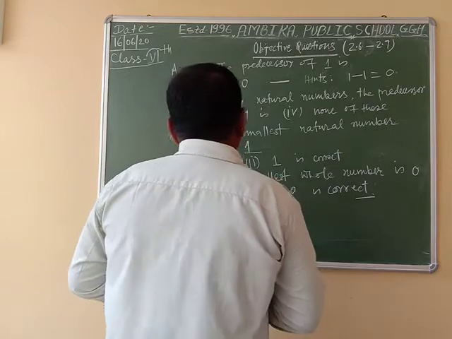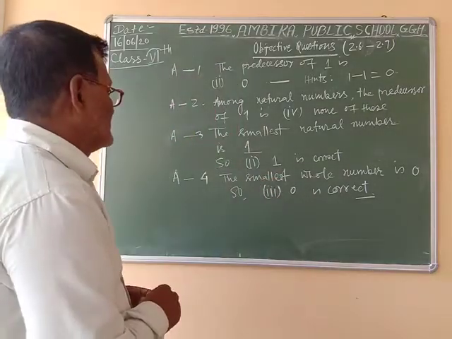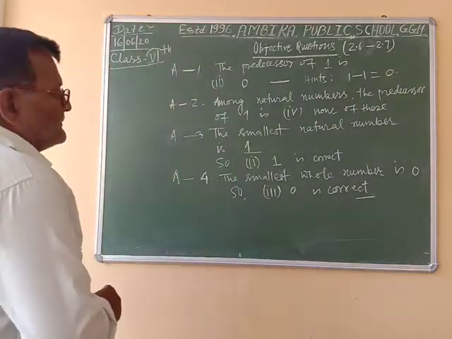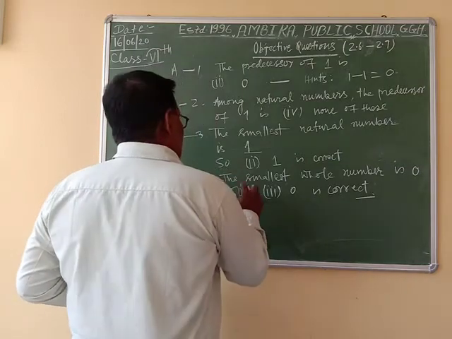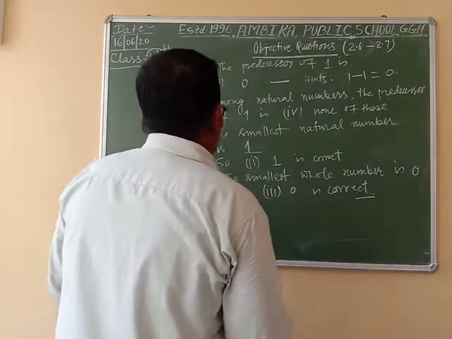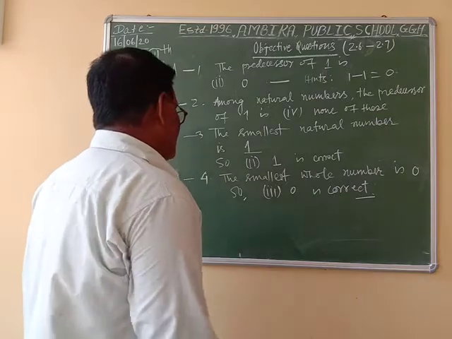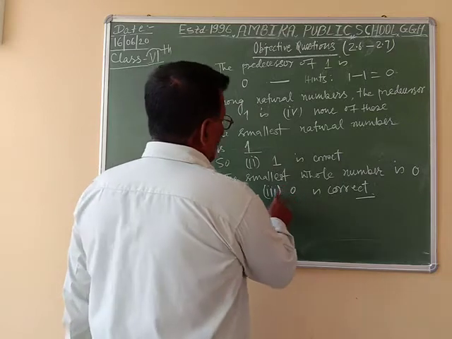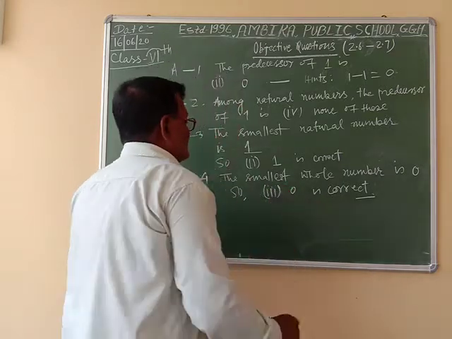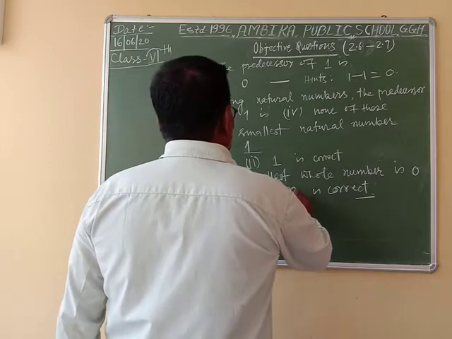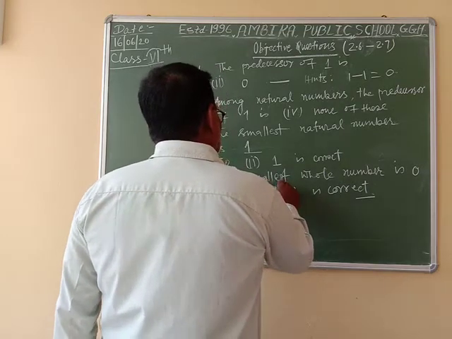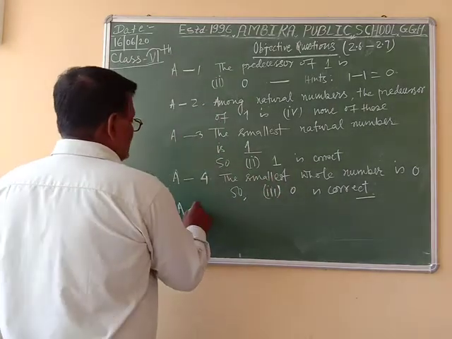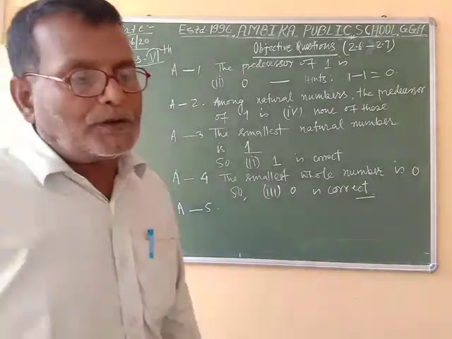You must remember all the definitions: what is a natural number, what is a whole number, what is an integer. It is very important to understand the definitions, important facts and important formulae of the exercise. Then you can solve the objective questions. It is very easy to solve them if you know about the chapter. So you can solve. Now one more question.